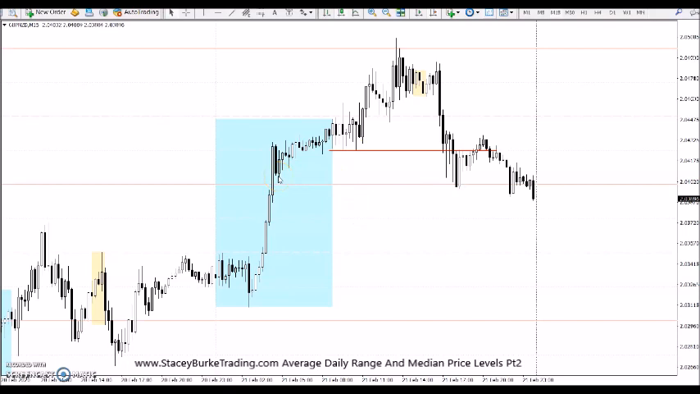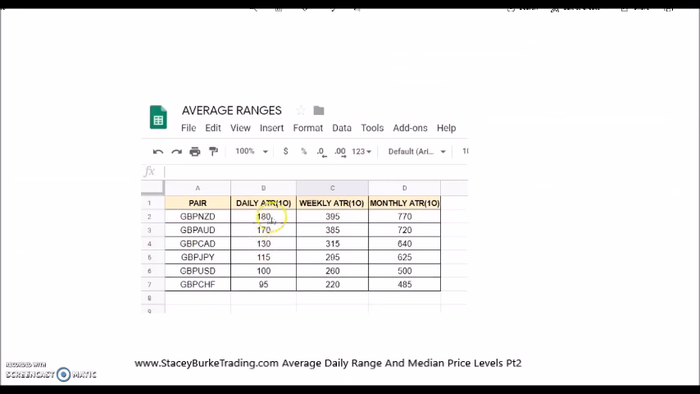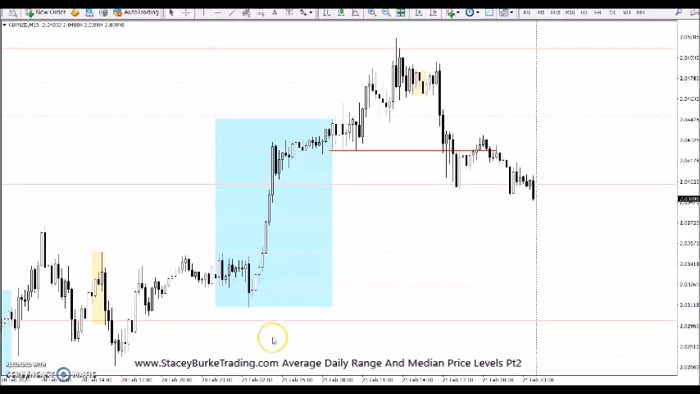So just looking again at levels of rise and fall, if we look at the pound New Zealand, roughly 180 pips.